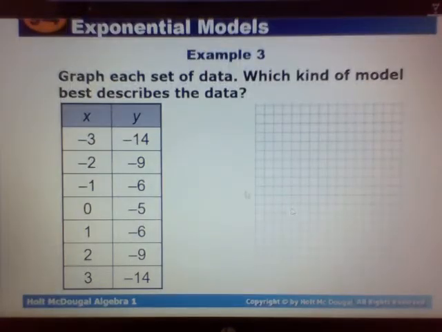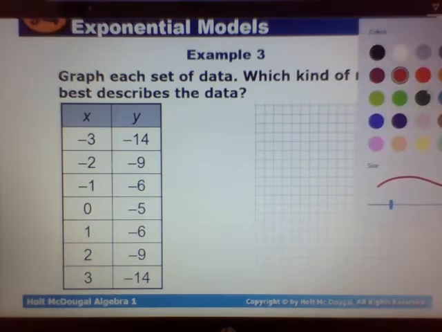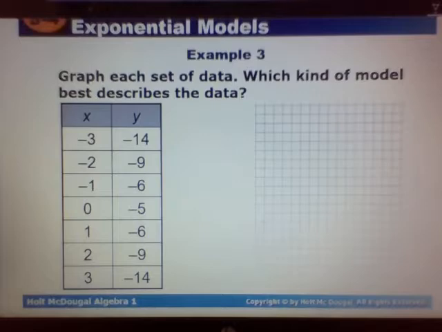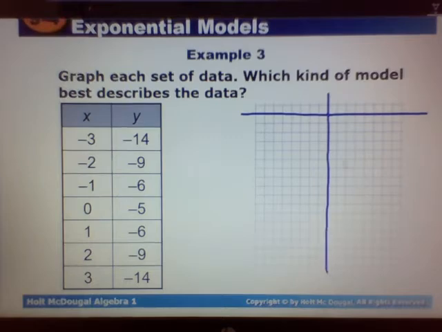All right. Then this last one here, we're going to talk about which kind of model best describes this data. Notice that we have negative numbers here. So as I put together the scale, I'm going to have negative numbers and then also positive numbers. And then notice that we're going down to negative 14, and then the highest number here is negative 5. So it turns out that I'm going to actually start up here with 0 and go in the middle because we're trying to go to negative 3 and then also positive 3. And so let's see, this will be negative 1, negative 2, negative 3.